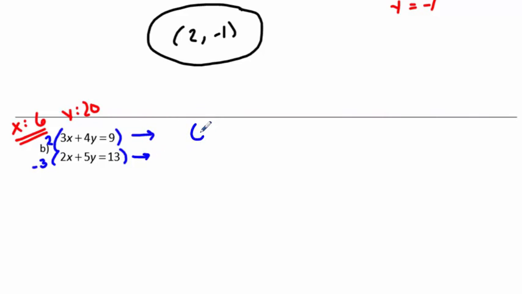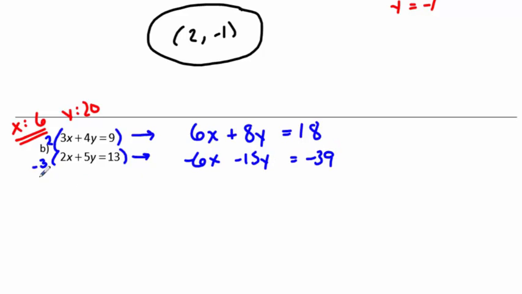Okay, top equation is going to become 6x plus 8y equals 18. Make sure every single piece gets multiplied by 2. And the bottom equation is going to become negative 6x minus 15y equals negative 39. Make sure every single piece gets multiplied by negative 3. Add up your two equations.